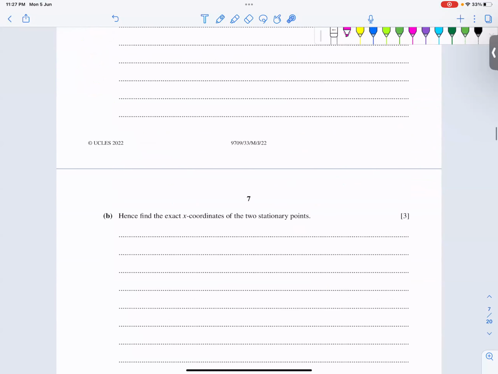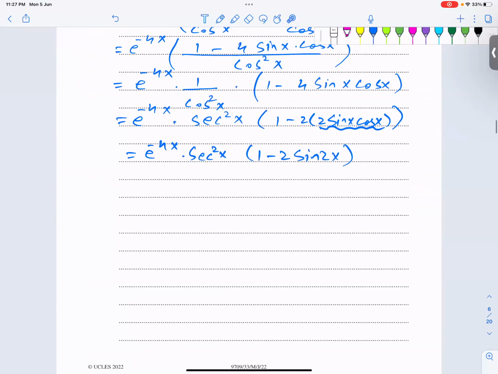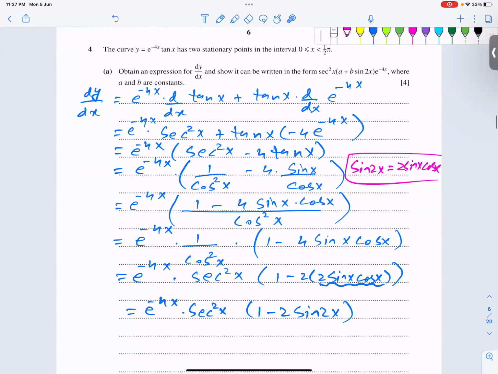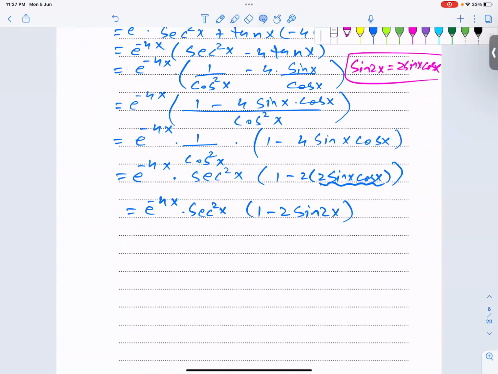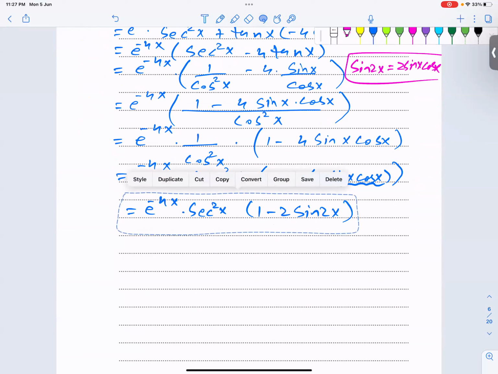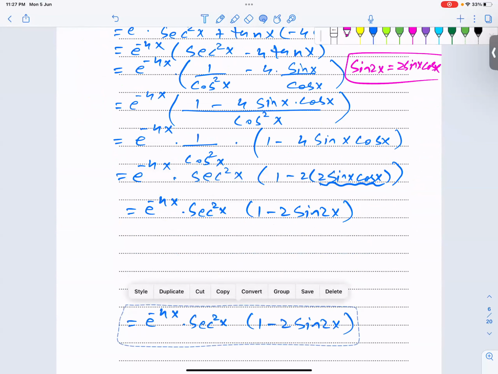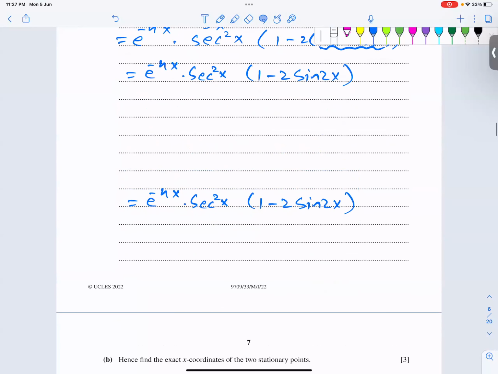Moving to the next part: hence find the exact x coordinates of the two stationary points, and hence find the exact coordinates of the two stationary points. For a stationary point, you will put this derivative equal to 0.